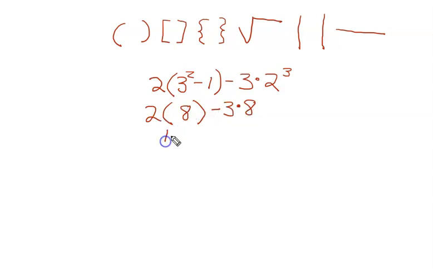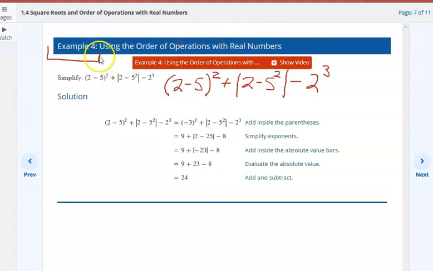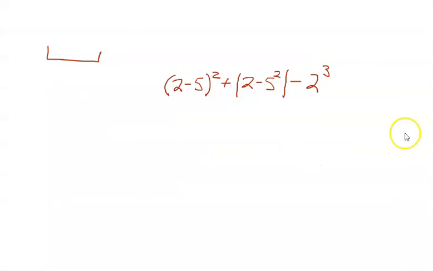So this is going to be a positive 16, and this will be a negative 24, which gives us then, when we do this, a negative 8. And if we go back and take a look, we see the answer is a negative 8. Again, write down example 4. I've copied it. We'll go to the whiteboard.